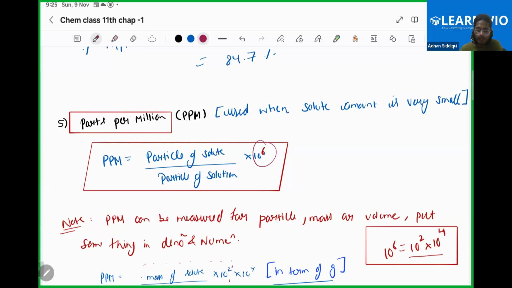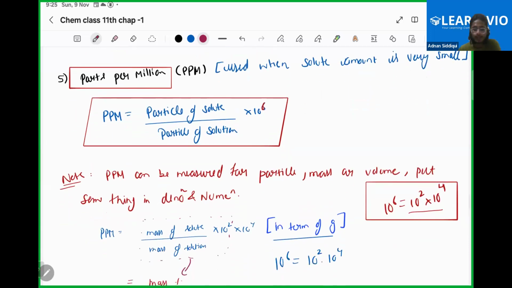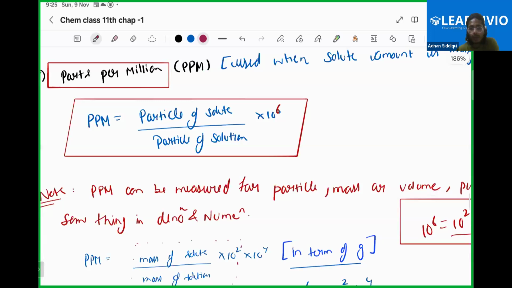What is special about parts per million? It is not specific to mass or volume. It can be applied to either one of them. You can take gram, you can take ml, but if you are taking solute in grams, you have to take solution in grams as well. If you are taking solute in ml, you have to take solution in ml as well. But you can apply it to both mass as well as volume.